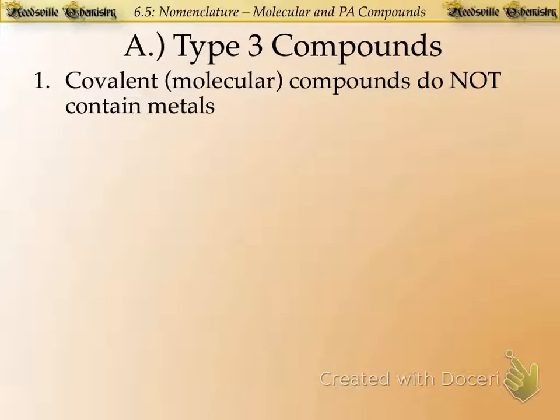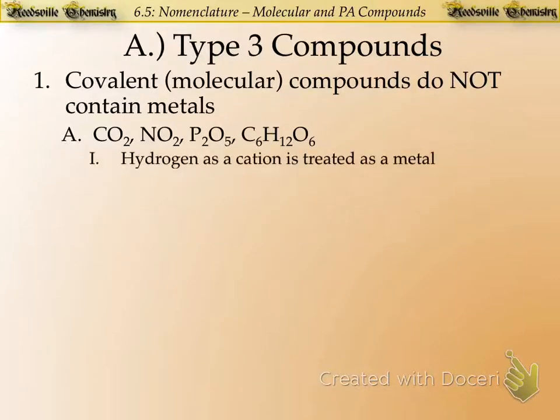They do not contain metals at all. So everything that kind of houses inside of a covalent compound is located on the right side of the table. So if you look for carbon dioxide, carbon and oxygen are on the right, and NO2 and P2O5. Hydrogen is a very common element in a lot of covalent compounds. So what we're going to say is that hydrogen is a cation. If you see it as a cation, if you see it as the first thing, we're going to treat it as a metal. Otherwise, we are treating it as a nonmetal.